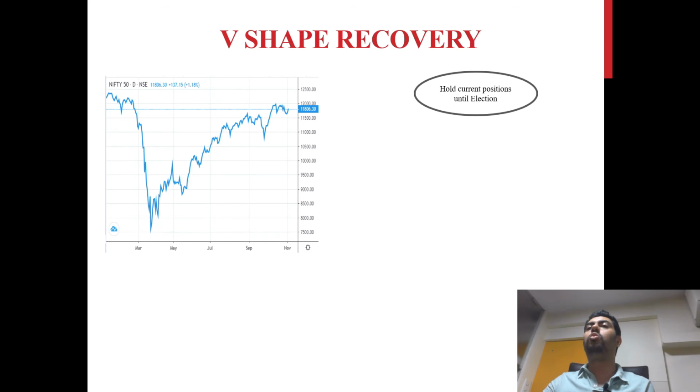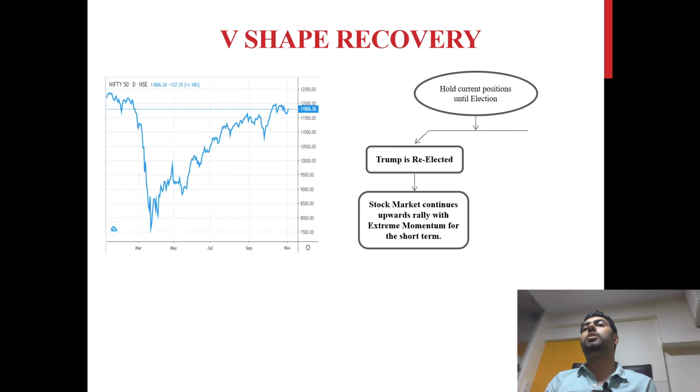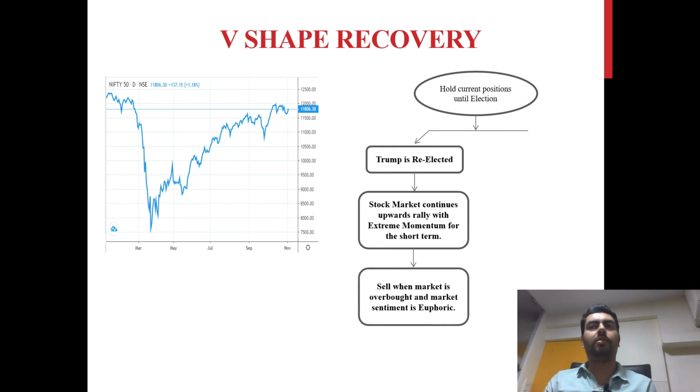So now this is my view on the results. If Trump is re-elected, then what will happen? If Trump is re-elected, then the stock market continues its upward rally, with extreme momentum for the short term. So we could probably be heading back to 12,500, 12,600 levels. And also, when the market is overbought and a bit euphoric, that is the time when we can sell a little bit of our position, because definitely when Trump is re-elected, the markets will be overbought at some point, and there will be a lot of euphoria. So when the sentiment becomes euphoric, that's the time when we'll sell.